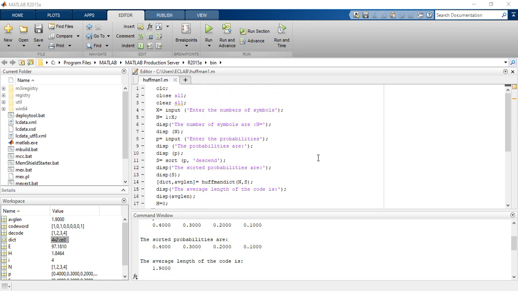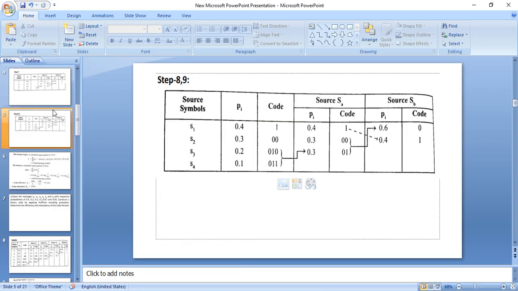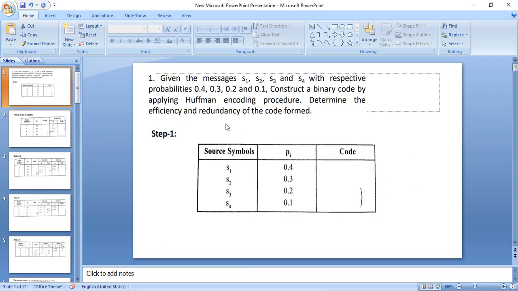Here we need to take the number of symbols and the corresponding probabilities of the symbols. Before explaining the MATLAB code, I will explain the theory behind Huffman coding. This is the example given for 4 symbols with the probabilities for each symbol. Initially, the given probabilities must be written in decreasing order.